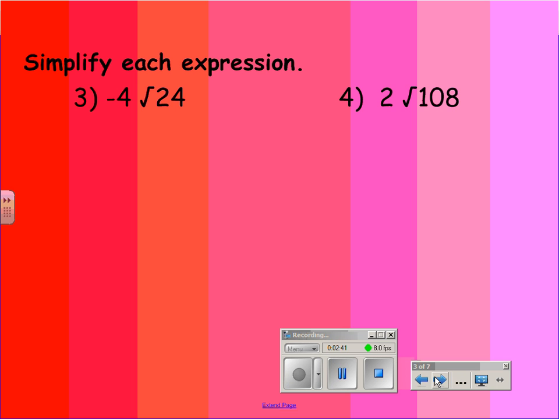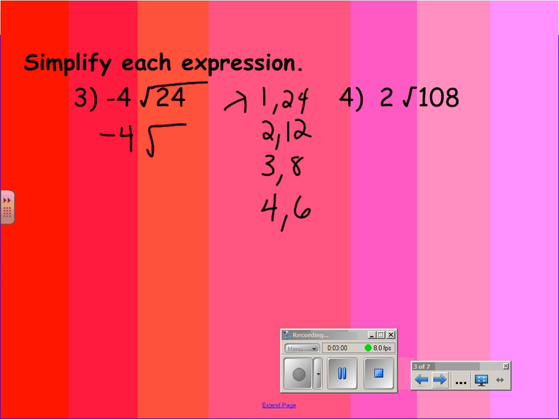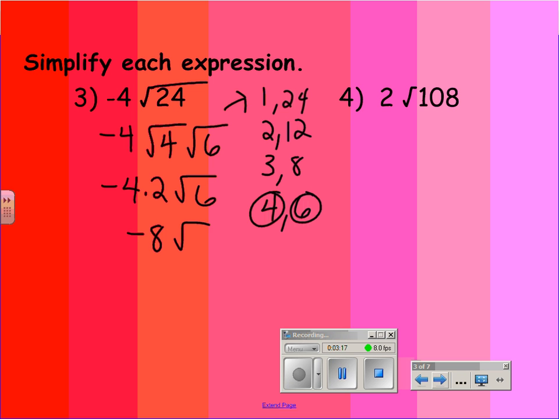Still simplifying, on this one we have the square root of 24. If you're thinking we do 1 and 24, well, that's never going to get us there. 2 and 12, 3 and 8, 4 and 6. We want to find the one that has the largest square root, so that's going to be 4 and 6. So 24 is going to be the square root of 4 times the square root of 6. Negative 4 times 2 times the square root of 6. Negative 8 times the square root of 6. And there's our final answer.